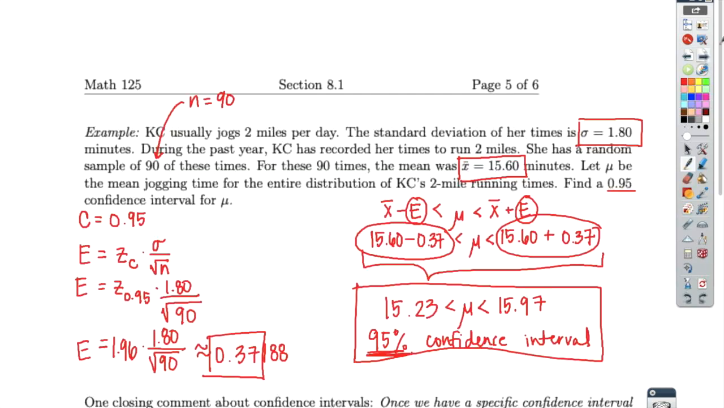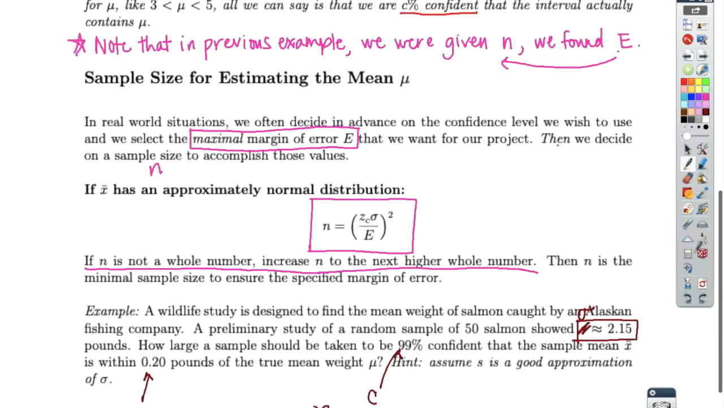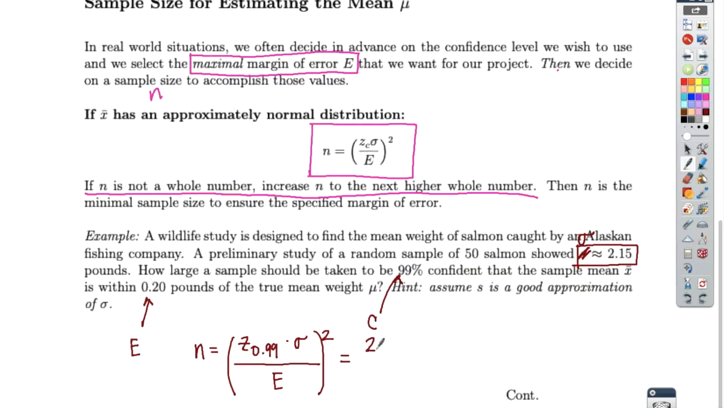So I'll plug that in here. 2.58 times sigma, which we're saying is 2.15, over E. The error that we're willing to tolerate is 0.20 pounds. And we'll take that entire quantity and square it. Okay, so I'm going to plug that into my calculator. Now, careful with your parentheses here. Make sure that you're entering it exactly as it shows up on the page.